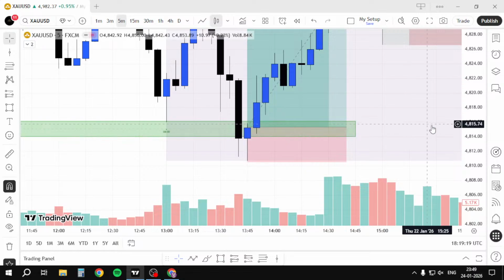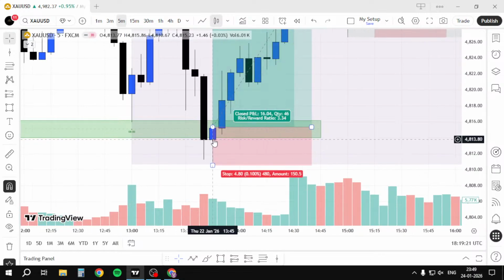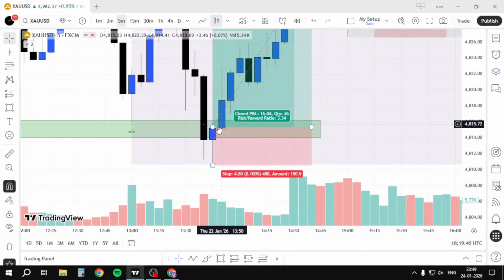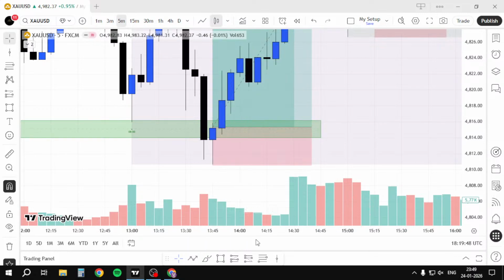Now where you have to mark 50%. Look at this body. Body and wick must not be more than 100 pips. If it's more than 100 pips, then take 50% of the body only, not wicks, only body, with fib retracement.